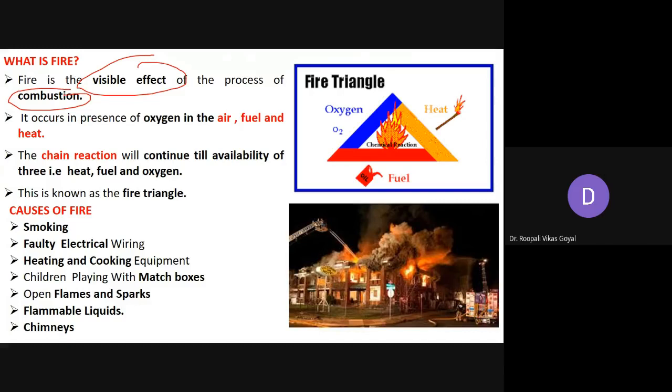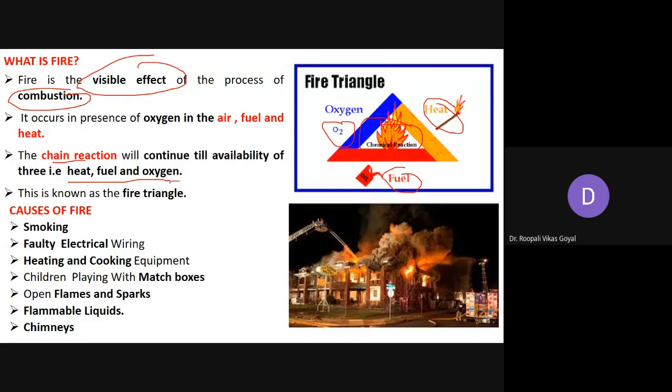So for any fire to occur, there are three main ingredients that should be present. It occurs in the presence of oxygen in air, first thing. Second, some fuel or some heat material should be there, that is the point of ignition. That will result in fire. And then a continuous chain reaction takes place due to this. So the fourth aspect is the chain reaction that will continue as long as heat, fuel and oxygen are available.